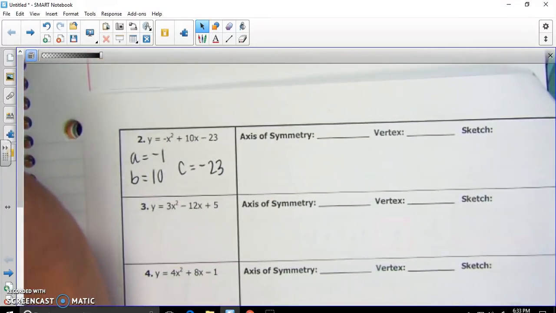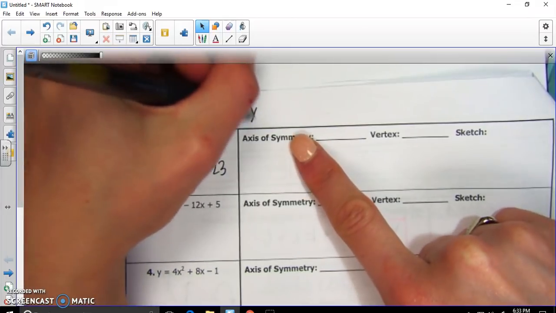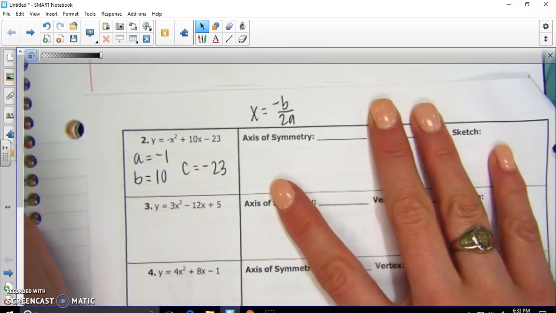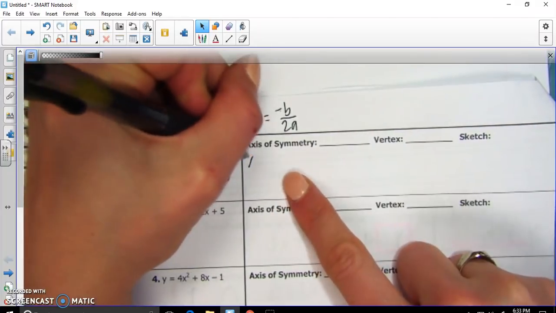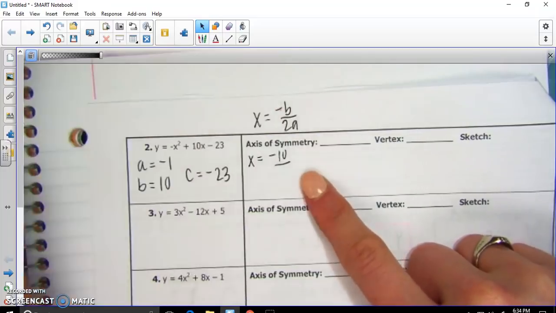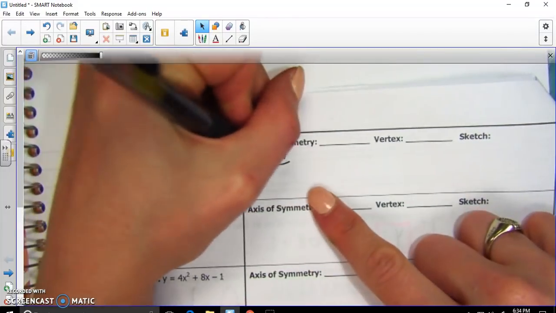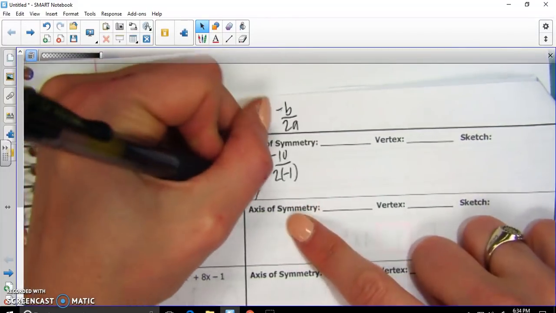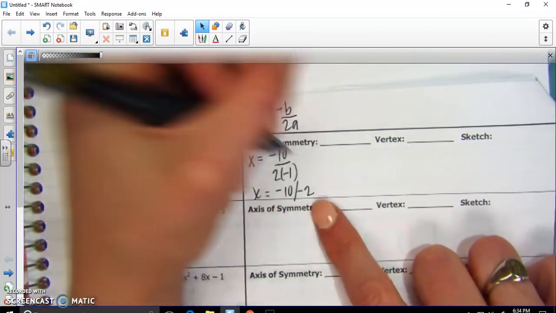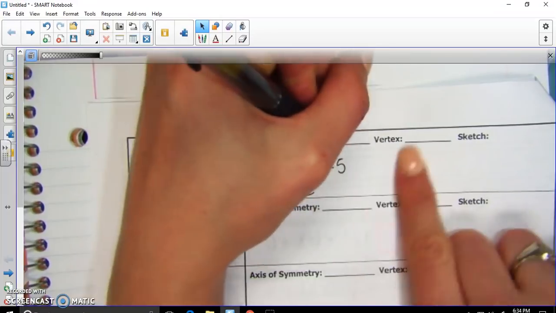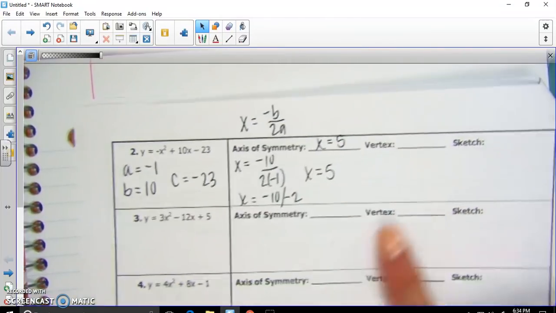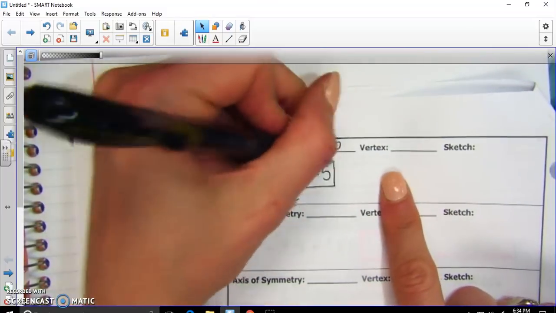Okay. Our axis of symmetry comes from that formula, x equals negative b over 2a. So we'll plug in what we've got. X equals negative b, so negative 10, over 2 times negative 1. So x equals negative 10 over negative 2. Simplify that, x equals 5. X equals 5. Okay. Then we're going to use this to find the vertex.